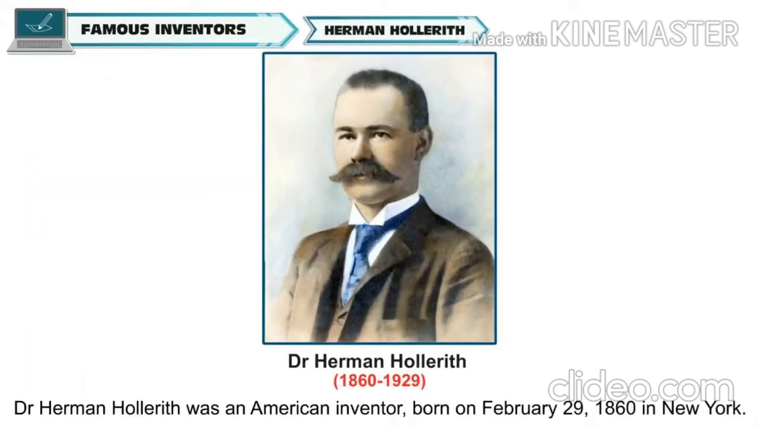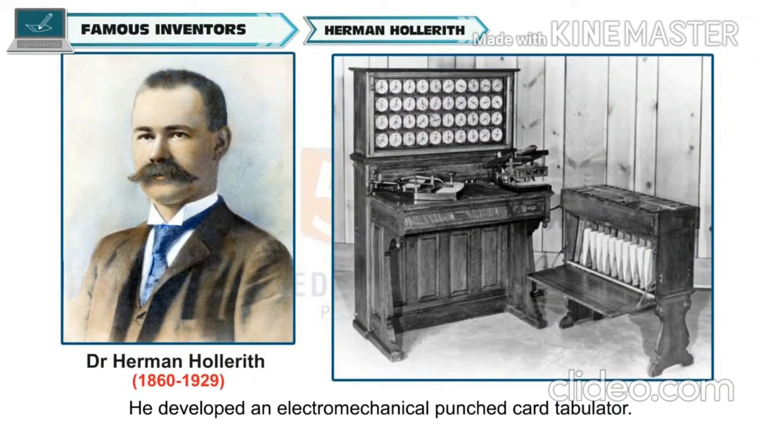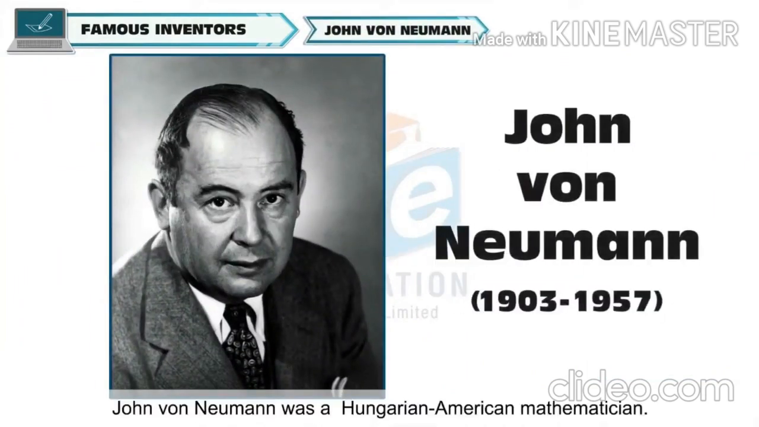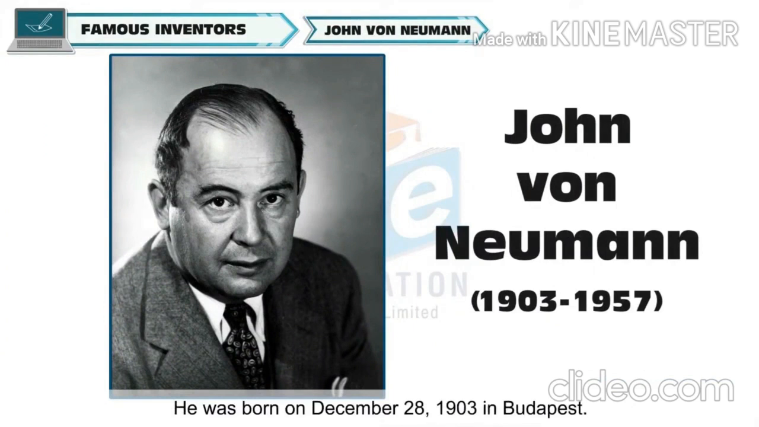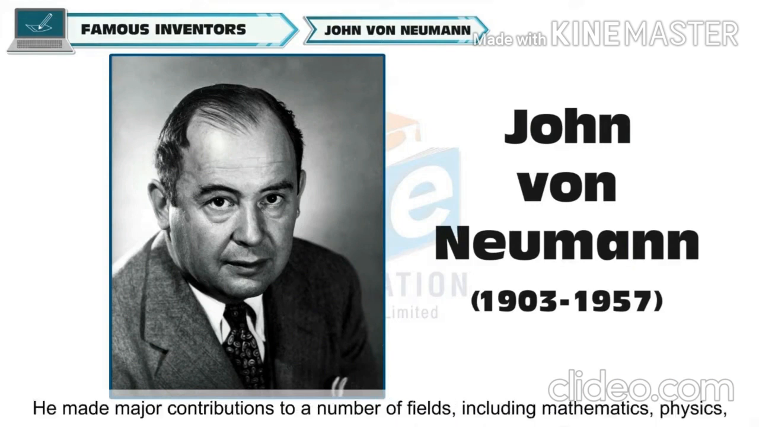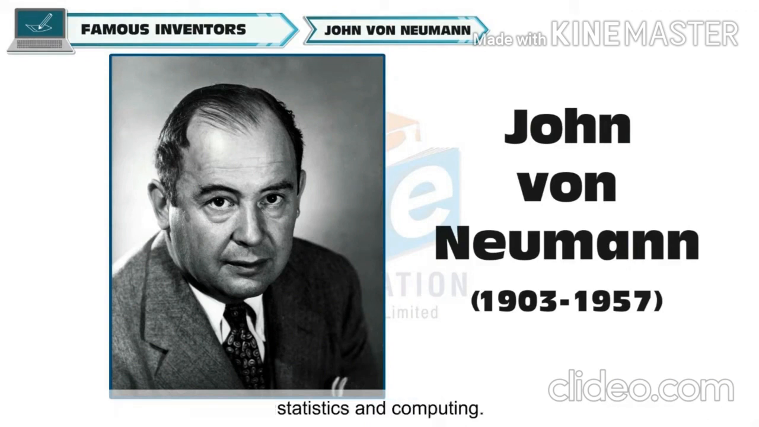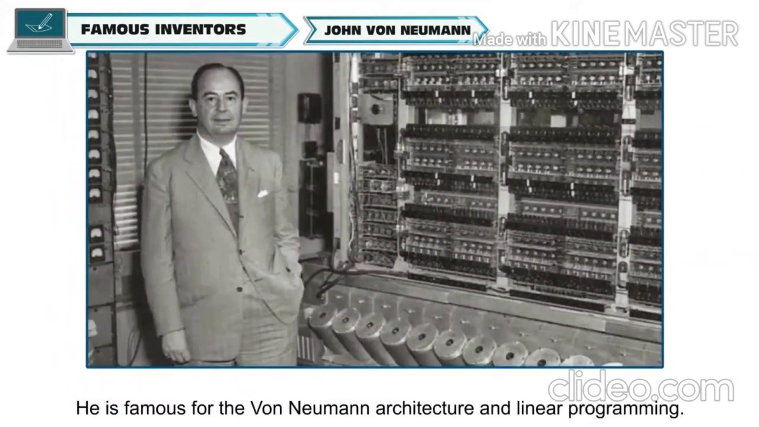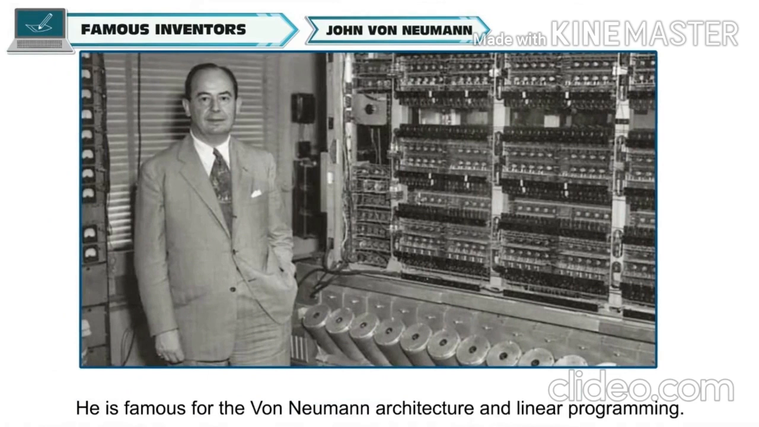Dr. Herman Hollerith was an American inventor born on February 29, 1860 in New York. He developed an electromechanical punched card tabulator. John von Neumann was a Hungarian mathematician. He was born on December 28, 1903 in Budapest. He made major contributions to a number of fields including mathematics, physics, statistics and computing. He is famous for the von Neumann architecture and linear programming.